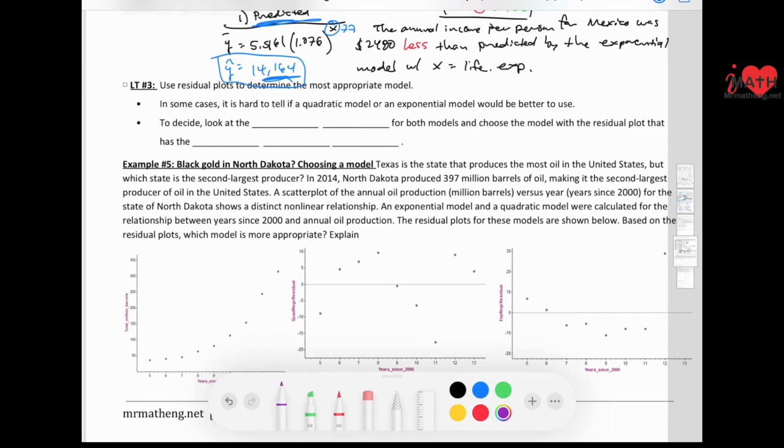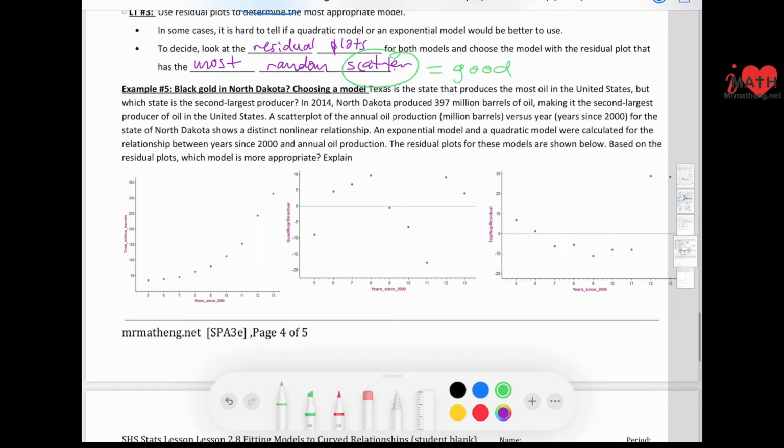Learning target number 3, use residuals to determine the appropriate model. In some cases, it's hard to tell if a quadratic or an exponential model would be better to use. Decide, look at the residual plots for both models, and choose a model with a residual plot that has what? The most random scattered. So remember, scattered equals good. Scattered equals good.